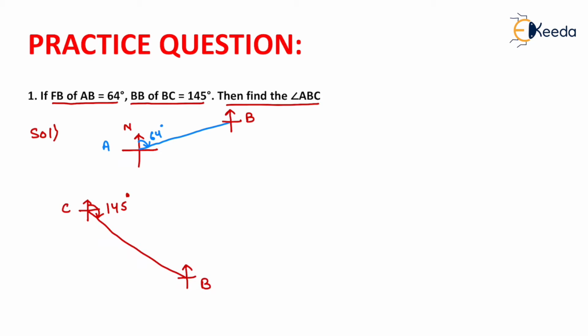Now we have to superimpose these two survey lines and the resulting figure will be like this. That is the station A, that is the survey line AB, and that is the station B, and here the station C will be like this. Now this bearing is already given, that is 145 degrees, and this bearing is also given, that is 64 degrees.